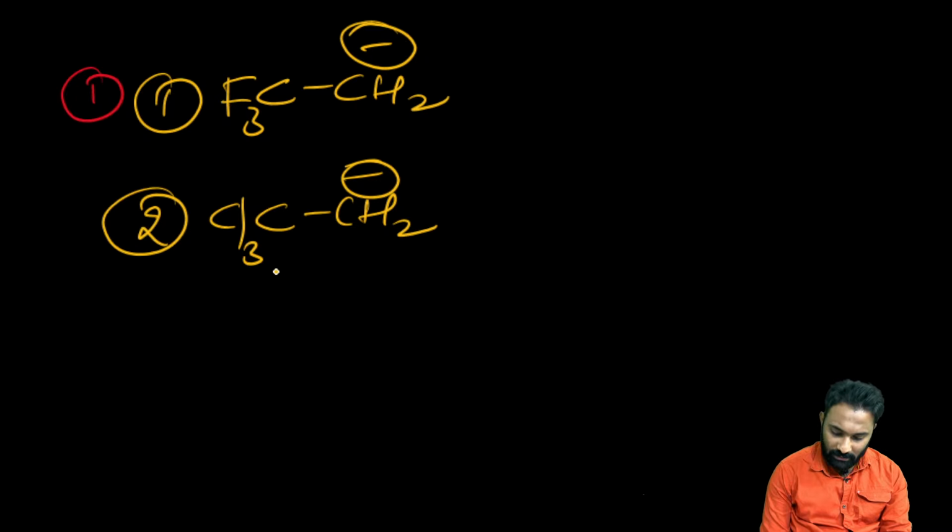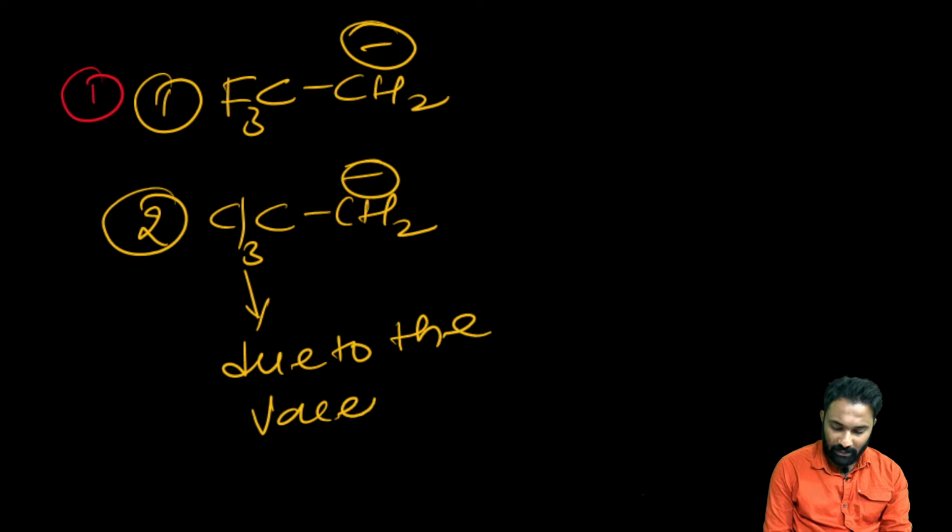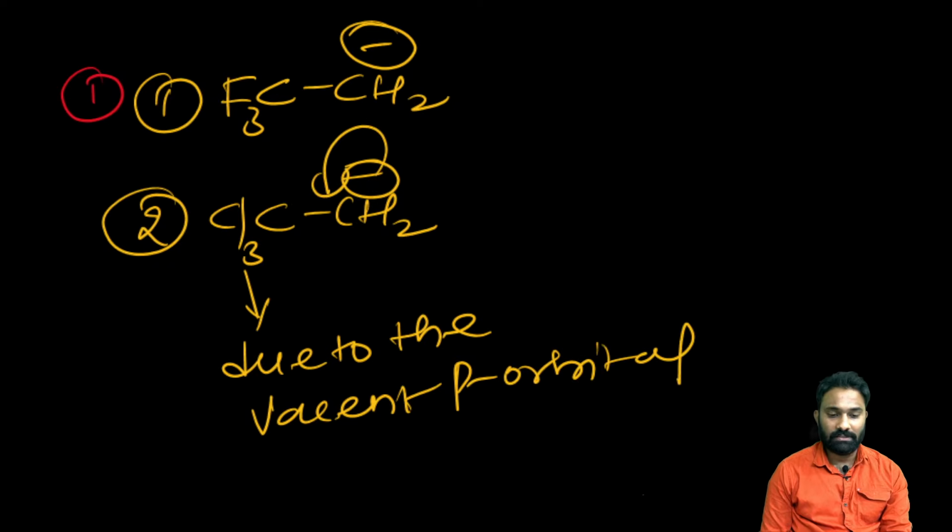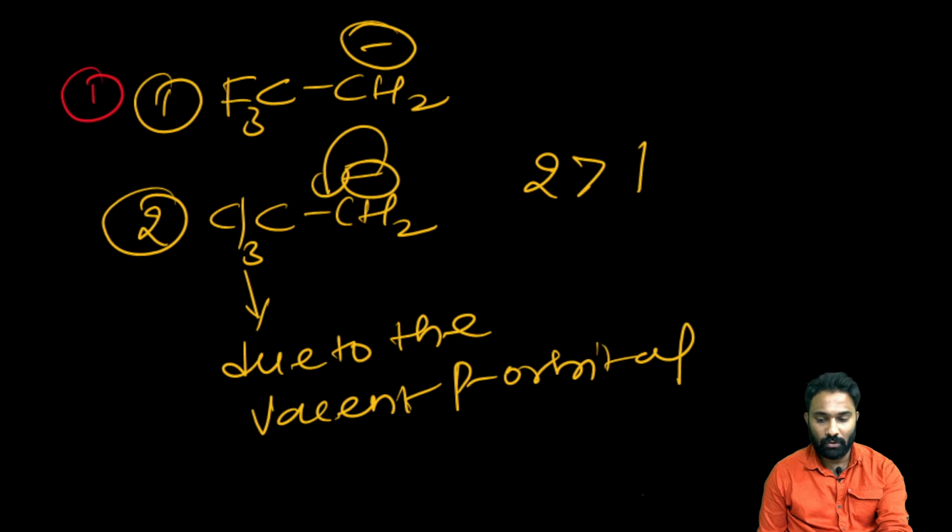2, because here the chlorine has a vacant p orbital. Due to the presence of this vacant p orbital, this negative charge will be delocalized, and very fast. Then here 2 is greater than 1.